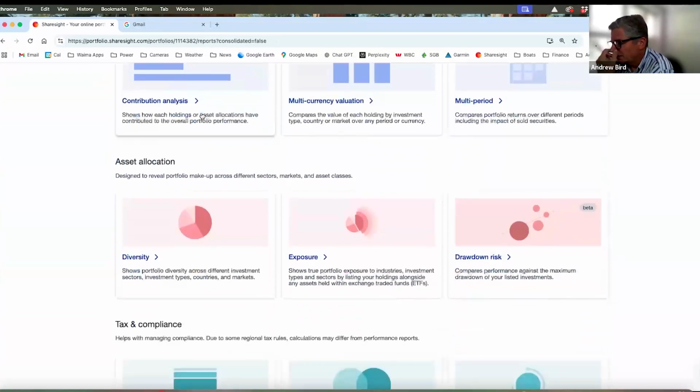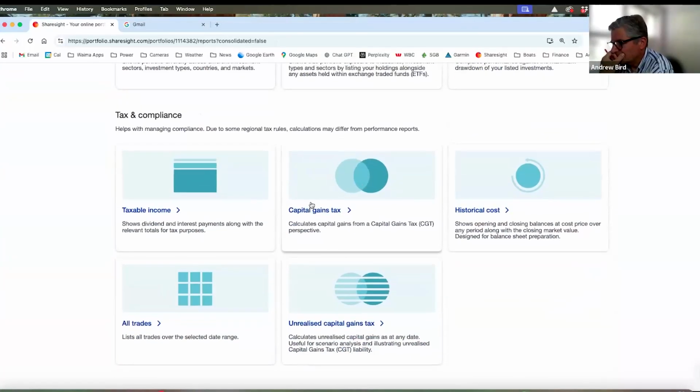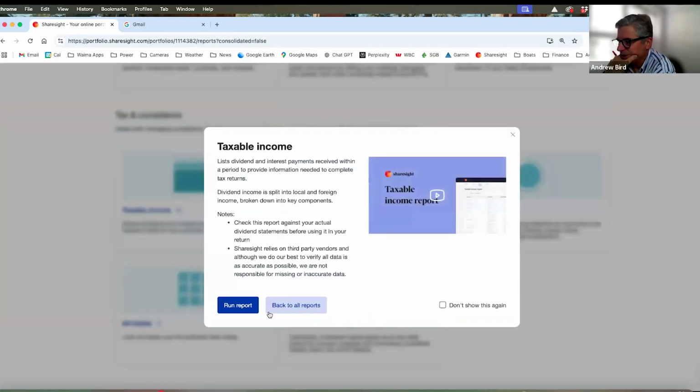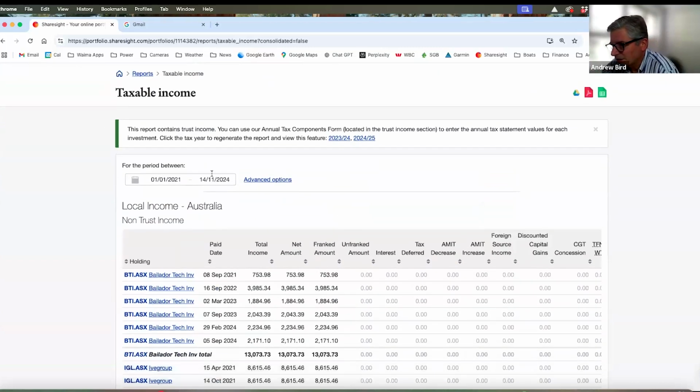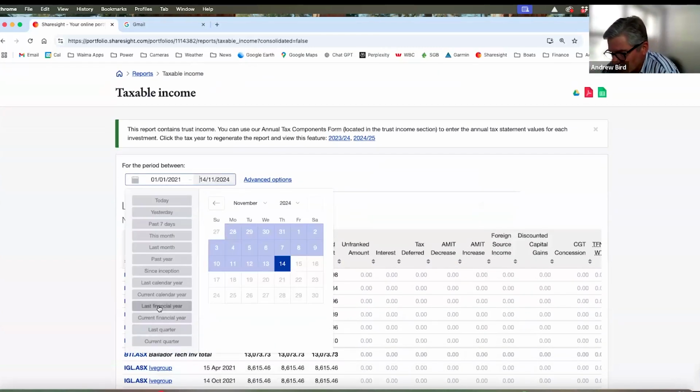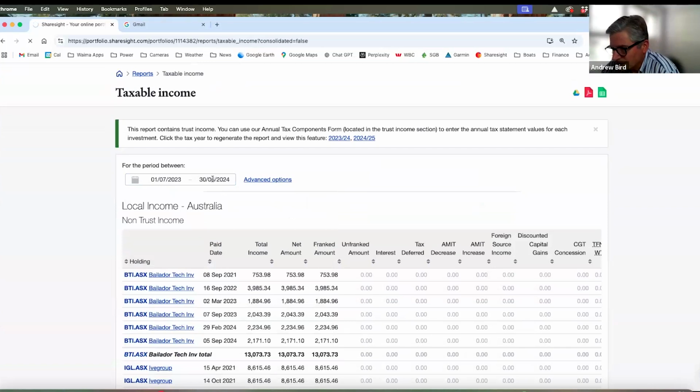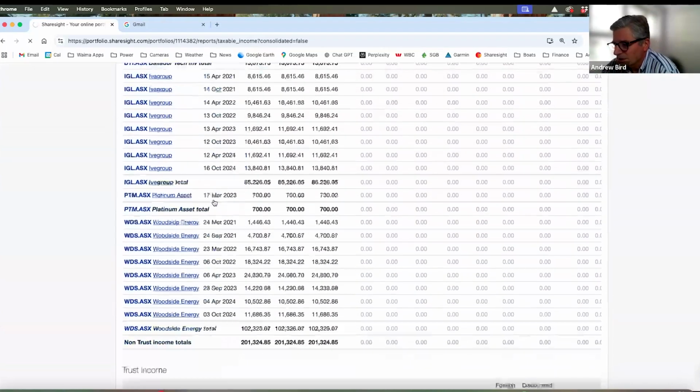I'm going to focus. There are obviously several reports with tax. There's the taxable income, which shows you over a given financial year what your income has been. I think that's just running. As I said, because my accountant uses Class for the SMSF, I don't actually use these reports as much as I might. So what are we looking at here? Let's say, I think this is last financial year.